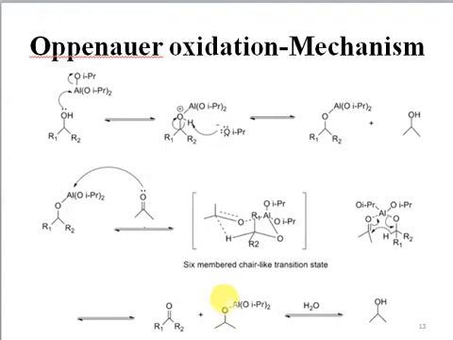When we add water, the bond between the aluminum and oxygen is cleaved, and we get an isopropanol with this reaction. So you can see this reaction is very reversible, right? So how can we shift the reaction to the product side?